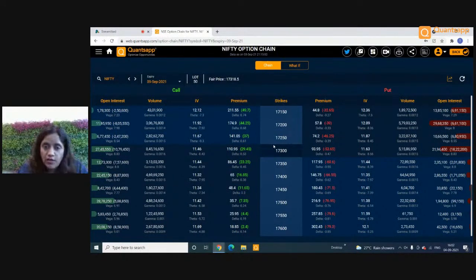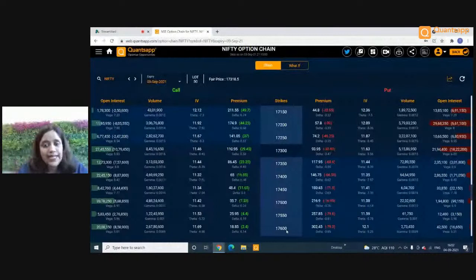So all the call options which are below this 17,300 strike are in the money. And everything moving above it is out of the money. Whereas on the put side, all the options which are greater than 17,300 are in the money, and the ones which are less than it are out of the money. This concept will be important every time you're doing options trading. So what is your at the money strike? What are your in the money strikes? And what are your out of the money strikes?